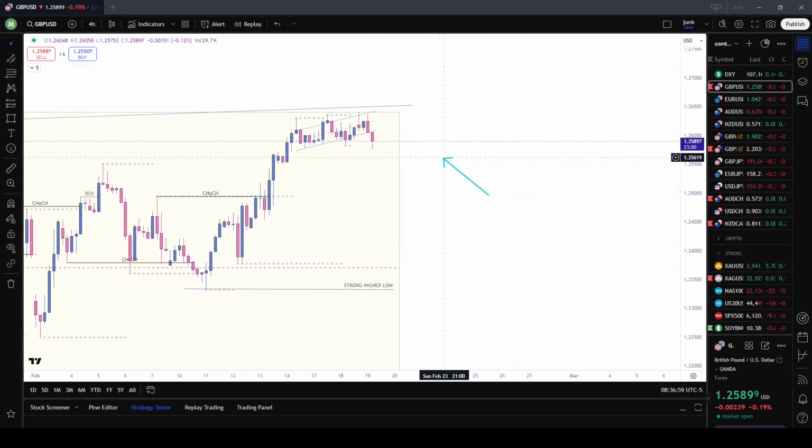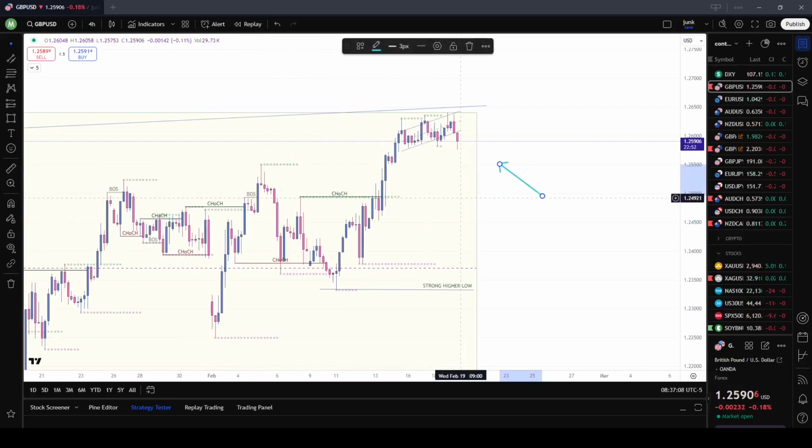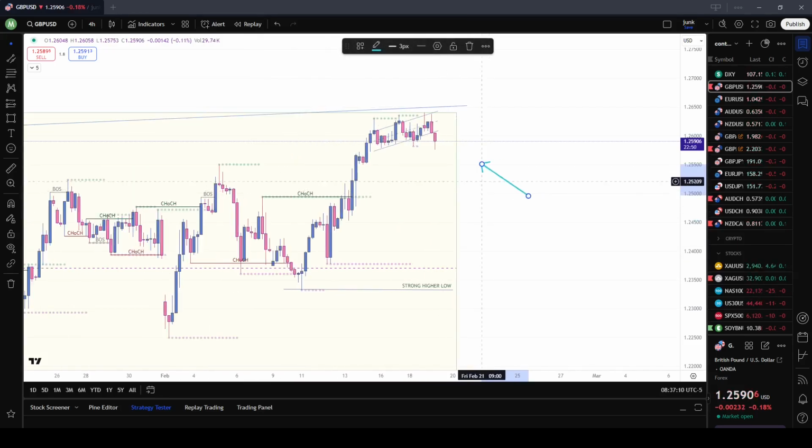or if it can retrace back down to any structure of any type of demand zones, like down here. But right now, I don't see any setup, any bias, but I'm just looking for any type of pullback, any type of bullish momentum shift in order to take any bias going forward.